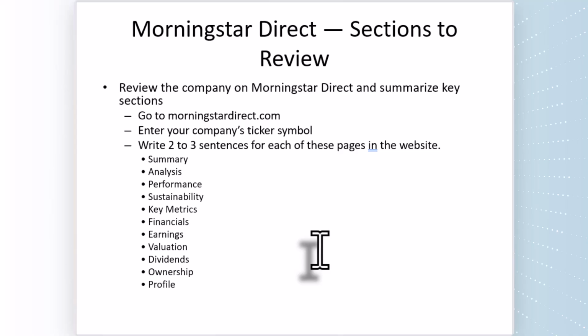but much more detailed. So what you're going to do, there are several parts to the Morningstar Direct section for corporations. And what I'd like you to do is write 2 or 3 sentences for each of these pages in the website. Now, this is going to be a group project. So I suggest that you divide these up in half or by a third if there's 3 people in your group. Write those sentences and then combine them for your ending report. Certainly you want to converse and make sure that everybody understands what's on those pages.